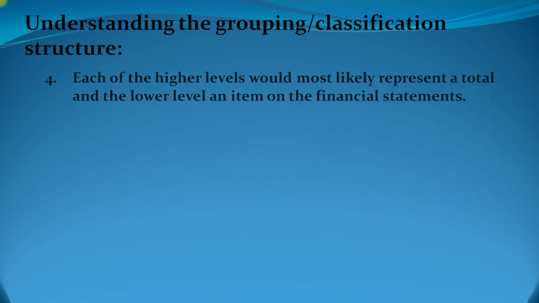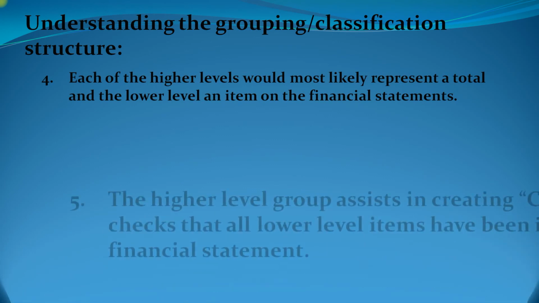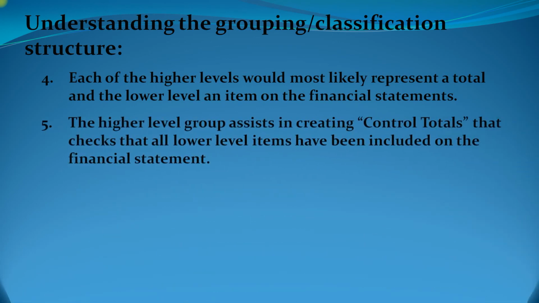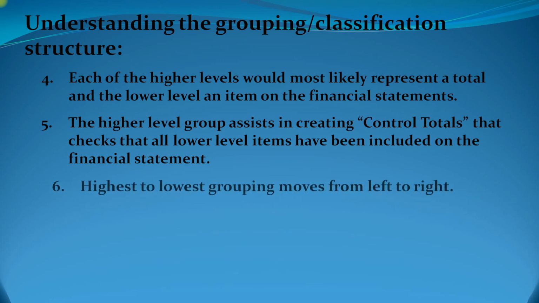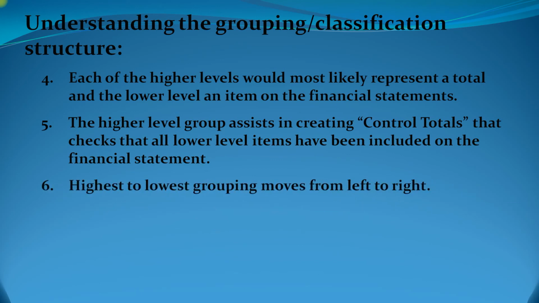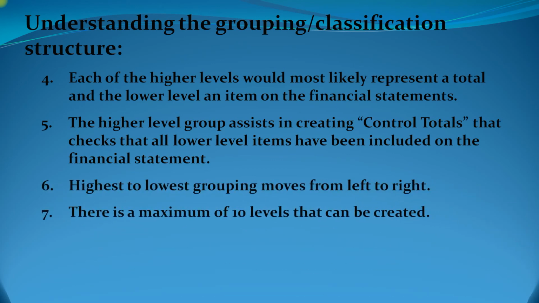Each of the higher levels represents a total on the financial statement and a lower level an item on the financial statements. The high level groups enable the creation of control totals that check that the lower level items have been included on the financial statements. The highest to lowest grouping moves from left to right in the system. The system has a maximum of 10 levels.